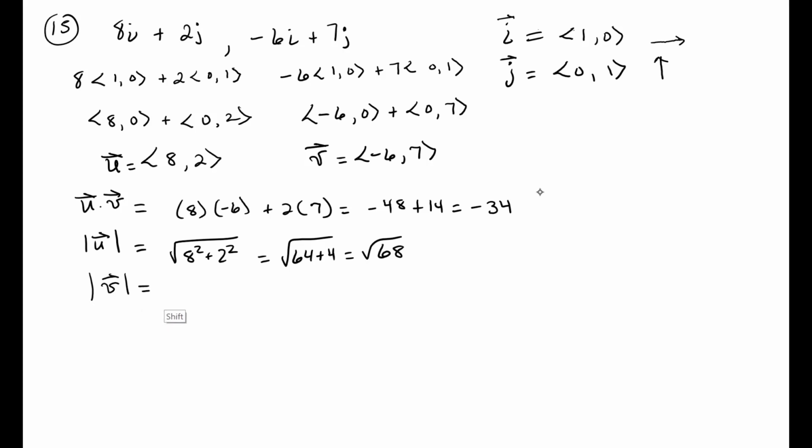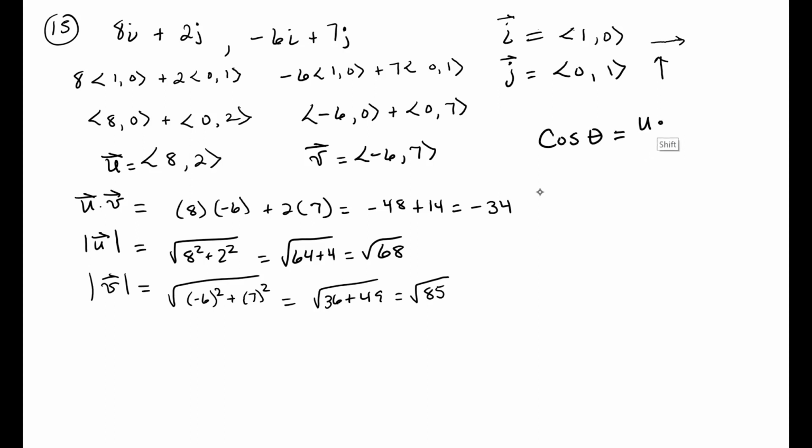Okay, and then the magnitude of v, which is going to be the square root of negative 6 squared plus 7 squared. Lost my train of thought there for a second. 36 plus 49, which will give us a sum total of 85. So the square root of 85. So we've got the three things that we need now to plug into our formula. Okay, so let's recall the formula again. The cosine of theta equals u dotted with v divided by the magnitude of u times the magnitude of v.